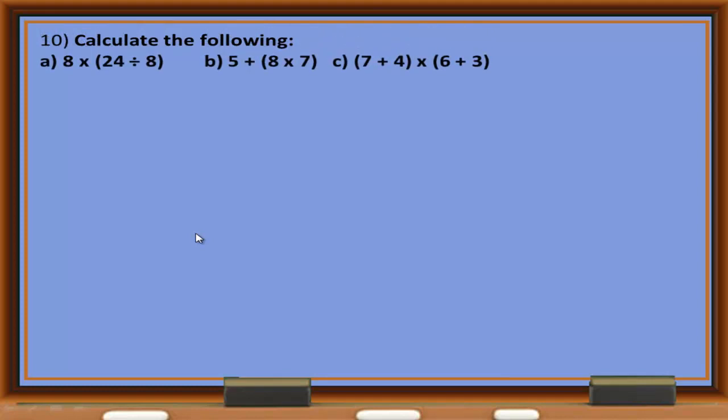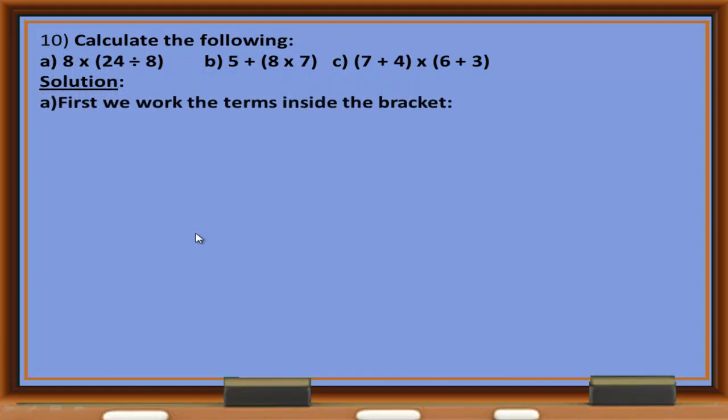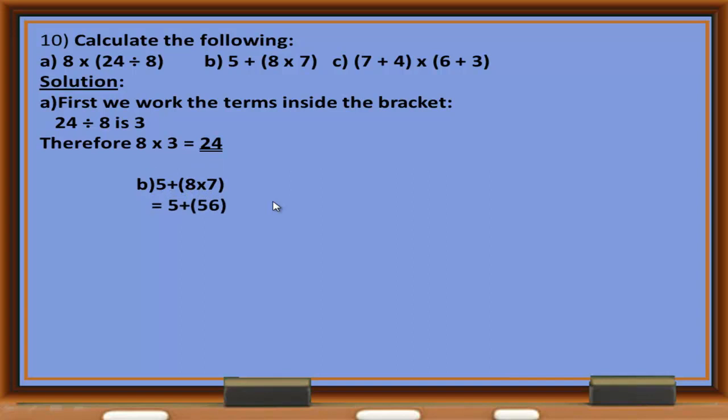Here we are going to work first the tasks inside the bracket. Solution. A. First we work the terms inside the brackets. That is 24 divided by 8 is inside the bracket, then it is 3. Therefore 8 times 3 is 24. B. 5 plus 8 times 7. We work inside the bracket first. 8 times 7 is 56. 56 plus 5 is 61.